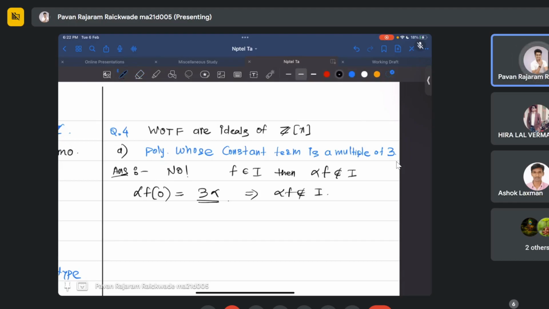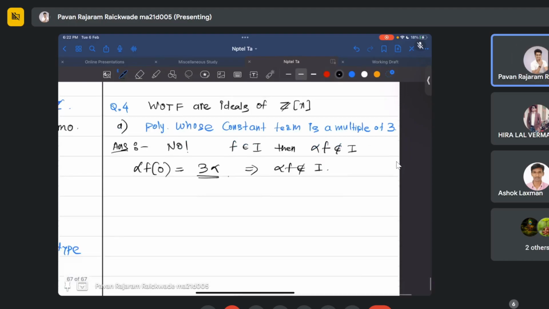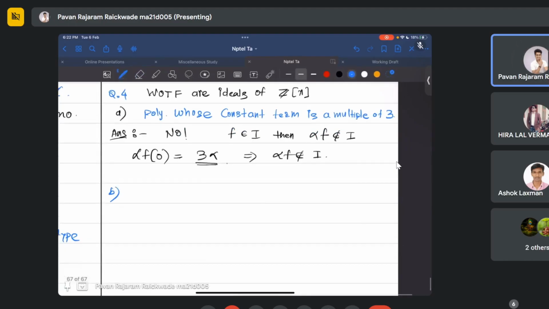So if alpha is not equal to 1, this implies alpha f doesn't belong to I, because I has the property that f of 0, the constant term for any polynomial, is 3. But what is alpha f at 0? It's 3 times alpha, so it need not be 3 always. So what is b? Polynomials whose constant term, coefficient of x and coefficient of x square are 0.